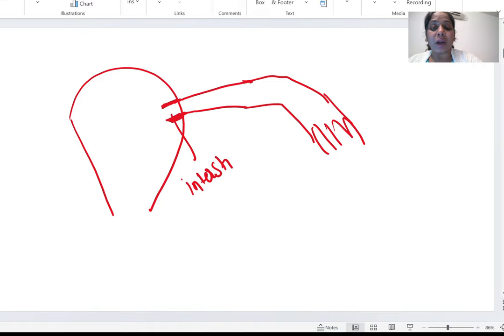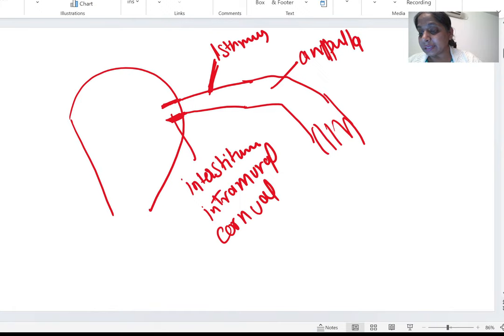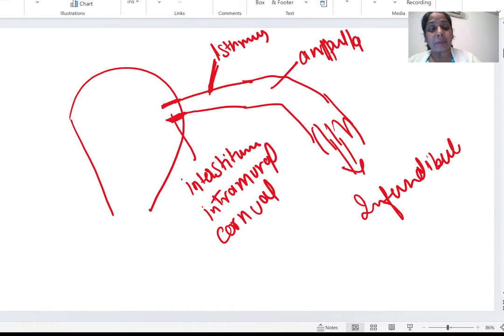What is the another name of interstitium? Intramural and corneal. Very good. And what is this part? This is isthmus. This is ampulla. And this is where there are fimbria, that is infundibular. So you have to remember this order also.